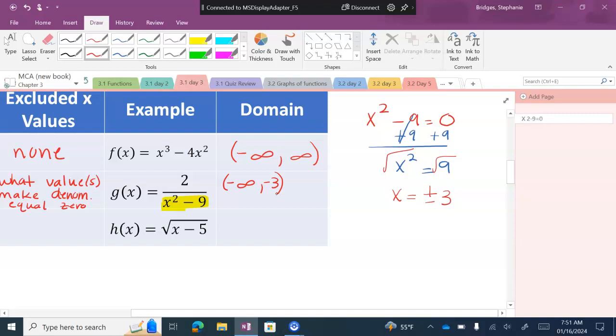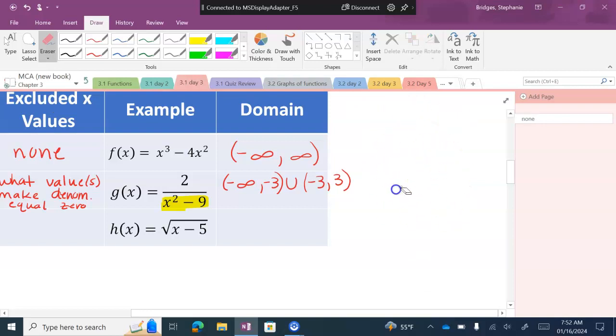So that represents this portion, okay? But we can't equal that, so we're going to leave that open. And then I could have anything in between negative 3 and positive 3. So all of that. So I would have another piece to this domain. I would put my little union symbol here. And then it's going to be from negative 3 to positive 3. And again, parentheses on both, because I cannot equal those. If I equal those, that's what turns my denominator to 0.